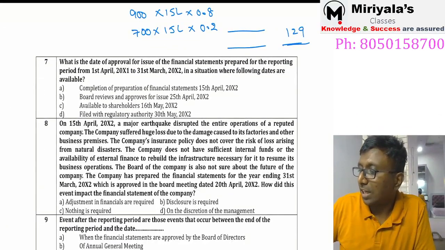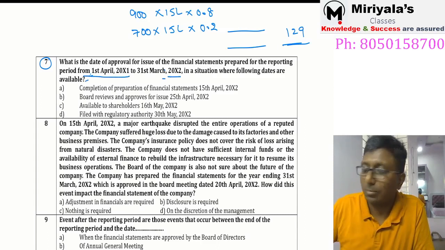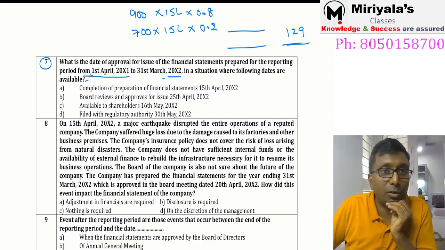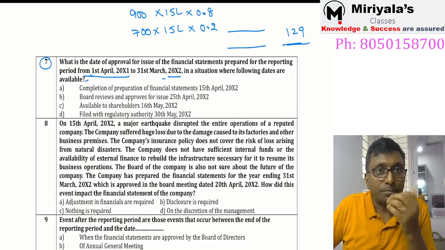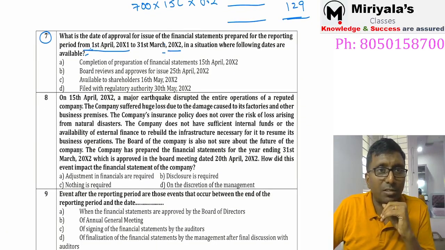Next, what is the date of approval for issue of the financial statements? Seventh one I am going. What is the date of approval for issue of financial statements prepared for the reporting period from 1st April 2001 to 31st March 2002, in a situation where the following dates are available? Tell me, my dear, which date should you consider?